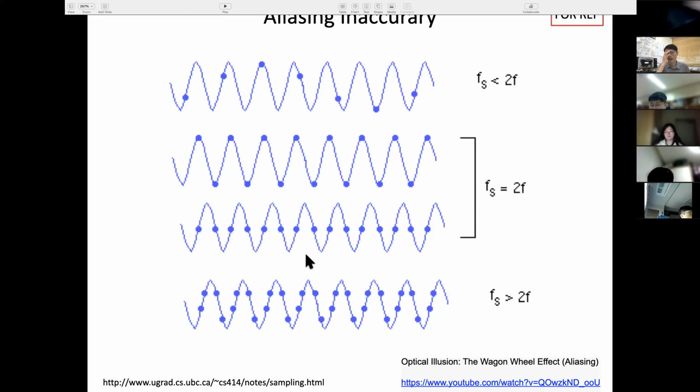And for those to whom it may not make sense, you should look up the optical illusion, the wagon wheel effect. This is just shocking if you watch the YouTube movie. All right, so let's see.